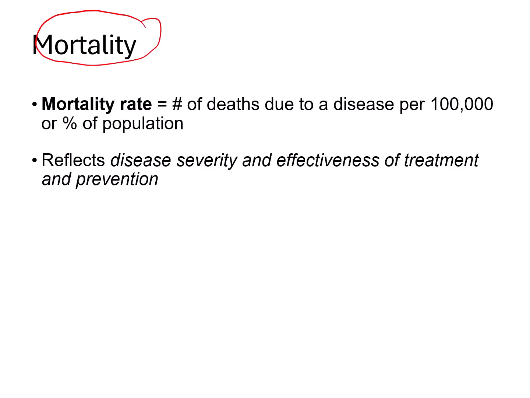Mortality is the number of deaths due to a disease, and the mortality rate is again usually expressed per population size, usually per 100,000 people. Comparing morbidity and mortality helps to determine the disease severity and the adequacy of prevention or treatment.